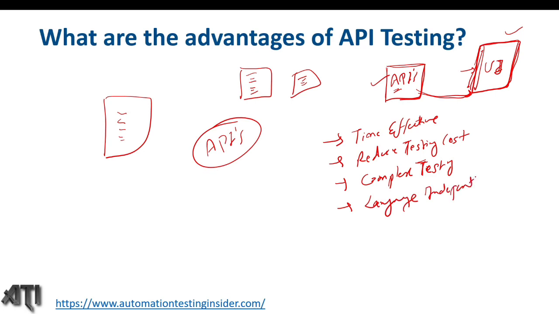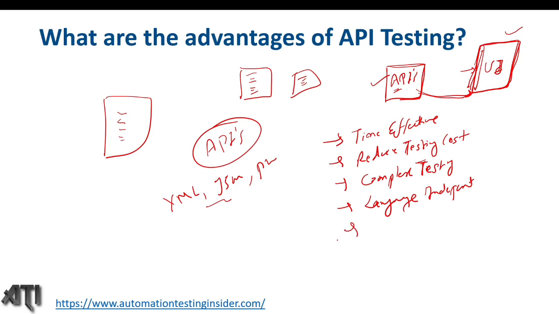We talked about API being the communication between two or more computer programs. They communicate using XML format, JSON format or plain text. So this communication does not rely on any particular language. We can write our automation tests using any language, Java, Python, Ruby, Perl, any automation coding language. So it is language independent.